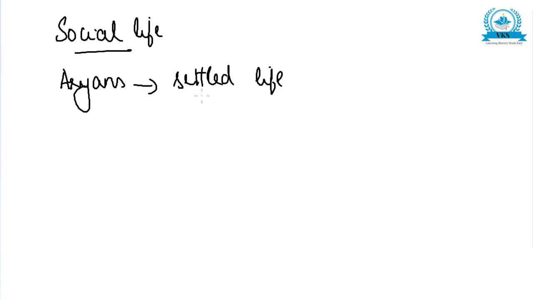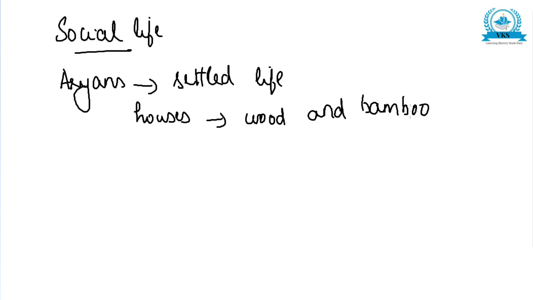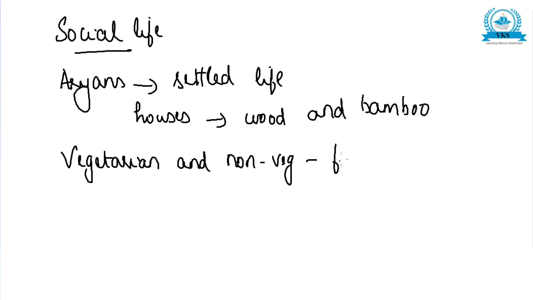So the families resided in fixed dwelling houses of a primitive type, and the houses during that time were made of wood and bamboo. If you consider food, vegetarian and non-vegetarian food was taken during that time.